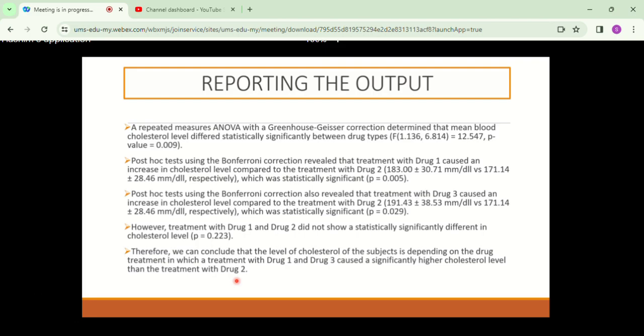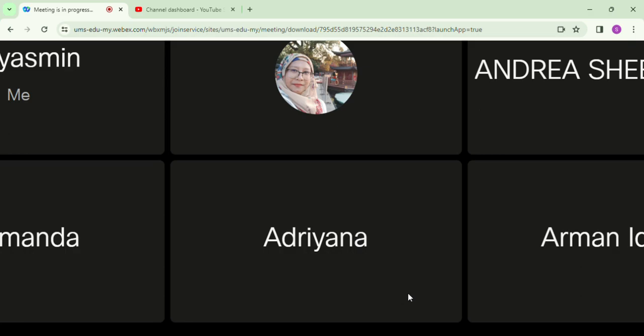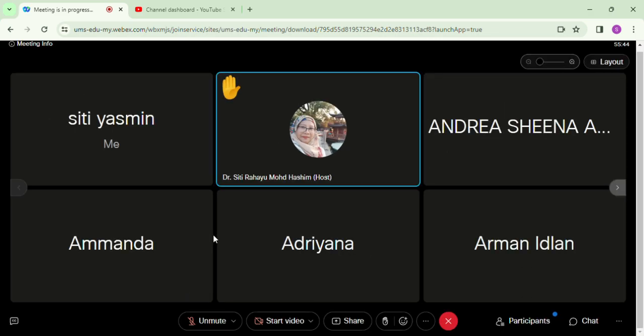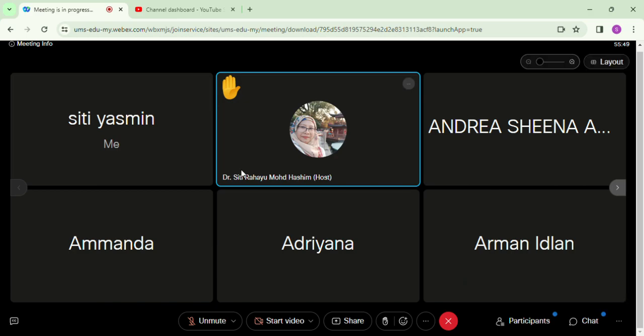Okay, so that's it untuk Anova for dependent sample. Ada apa-apa soalan? Any question? Anyone? Tak ada? Setakat ini tiada, Doktor. Thank you, Fatihah. Okay. So kalau tak ada, kita rehat sekejap 5 minit sebelum kita sambung dengan non-parametric method. Okay, take a break for 5 minutes.